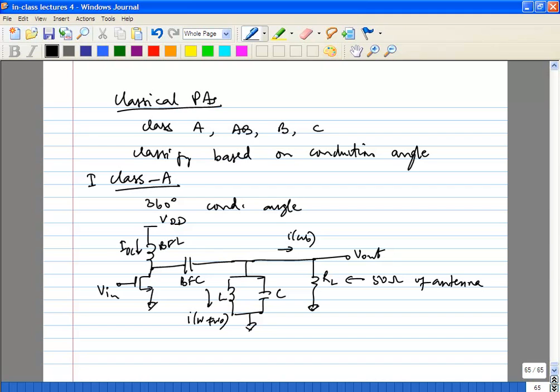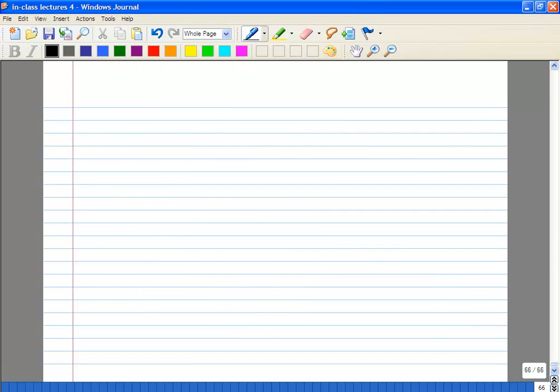So now you can actually plot the drain voltage, the VDS of the transistor, the drain-source voltage of the transistor, and the drain current. And you'll see what it looks like for different types of PAs. It will be slightly different. So let's plot VDS and ID as a function of time.